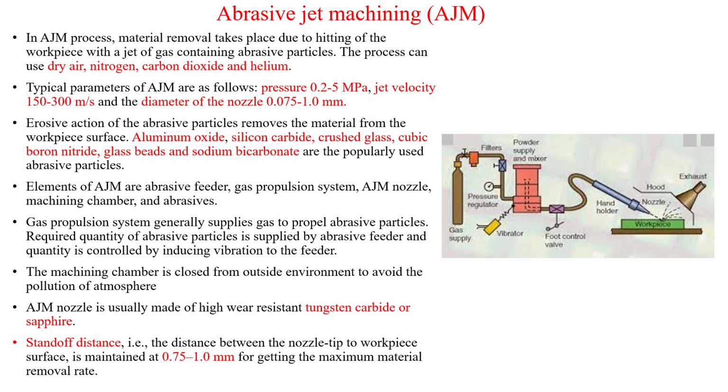Okay. The machining chamber is closed from the outside environment to avoid pollution. This whole process, the machining, takes place inside a chamber so that it is protected from the outside environment. Okay. The AJM nozzle is usually made of highly wear-resistant tungsten carbide or sapphire. Okay, these are very common nozzle materials.